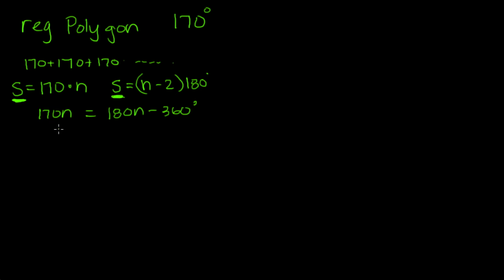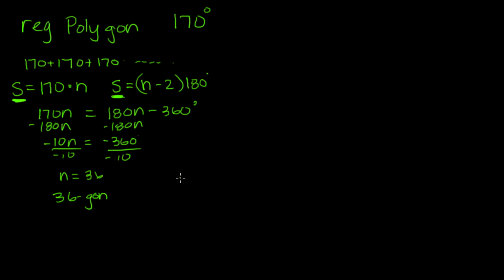Now I'm going to do this problem a little bit different. I've been subtracting the 170 from both sides. What I'm going to do this time is subtract the 180n from both sides of our equation. This is going to give us a negative 10n here, and we're going to get a negative 360. Next, I'm going to divide both sides by that negative 10, and what we end up finding out is that n is equal to 36. So what we're talking about here is a 36-gon.